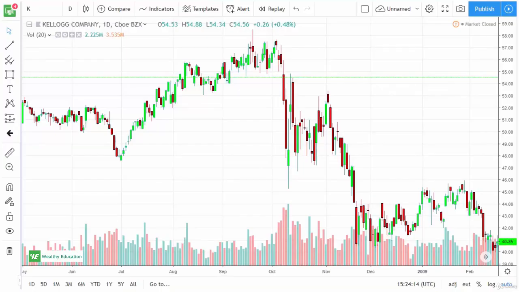In this video, we'll talk about rectangle tops and bottoms. So a rectangle top is simply, in an uptrend, an area where you get lots of choppy action, and you could put two trend lines that form a rectangle, and then a breakdown through that. This is also known as distribution.